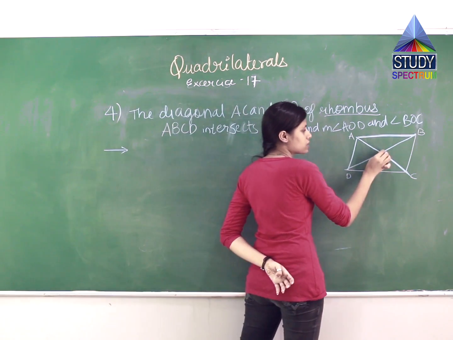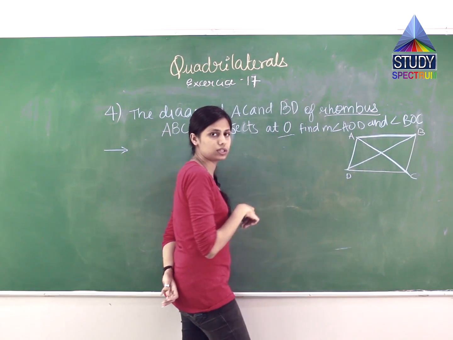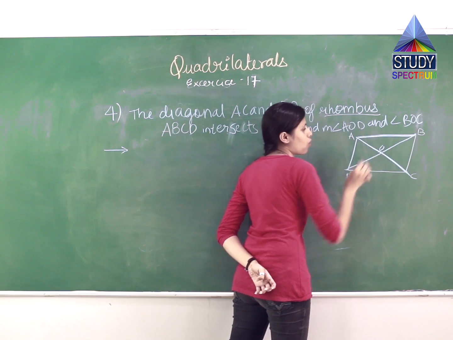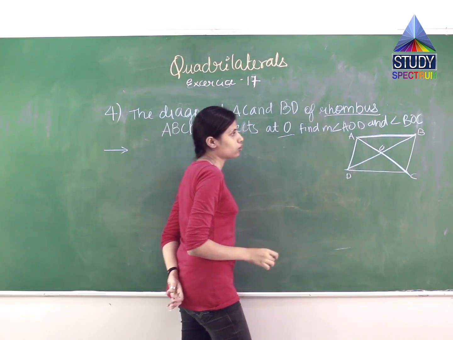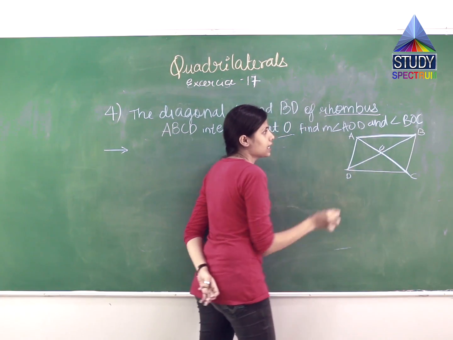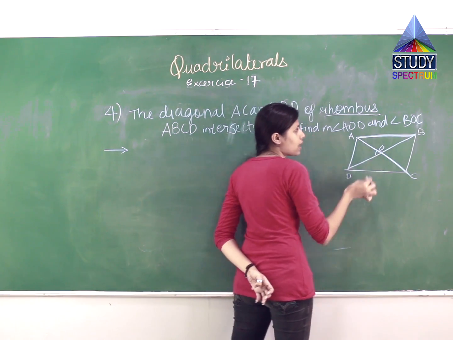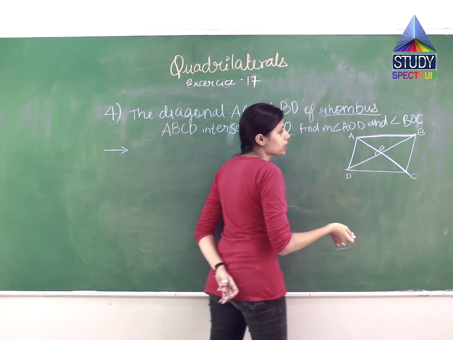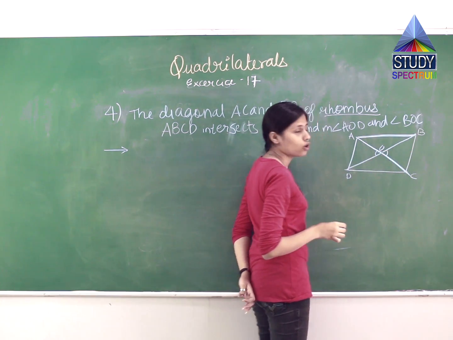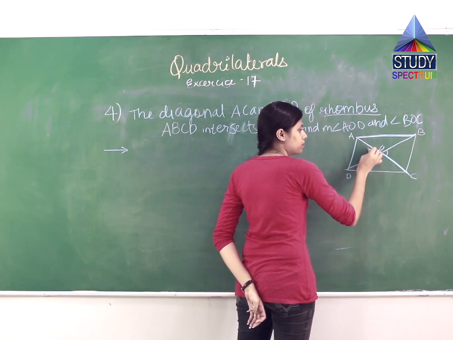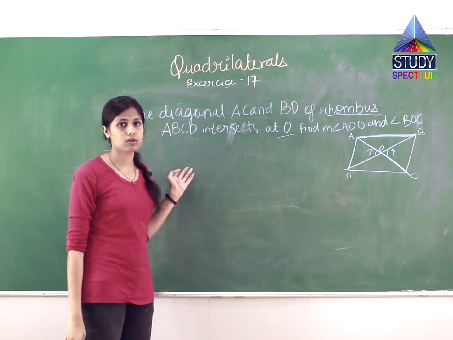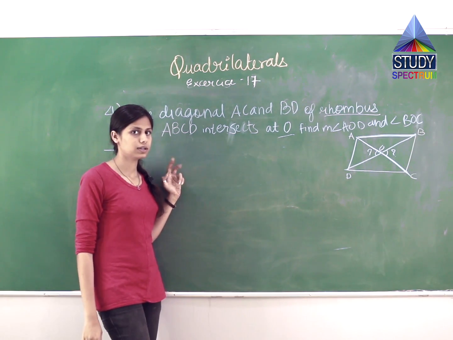So what is the name of this point? Because this is the point where both the diagonals intersect. So this is O, and they are asking you to find angle AOD. This is A, this is O, and this is D. So they are asking you to find this and angle BOC. Where is B? This is B, this is O, and this is C. They are asking you to find these both angles, and no other information is given in the question. So how to go about?